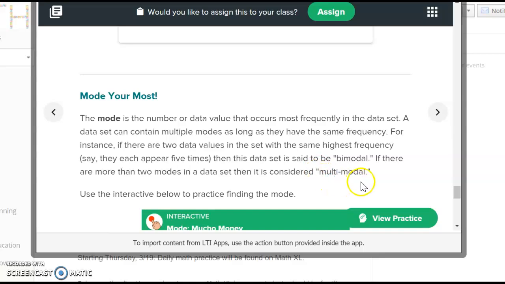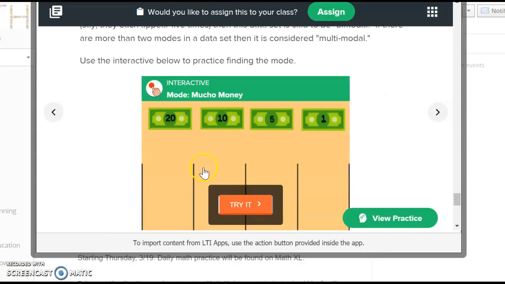Okay? Don't get caught up too much on these two vocabulary words. You might see it in the practice questions, but just know mode is the data value that occurs most frequently in the data set. And it is okay to have two modes, and it's even okay to have more than two. You could have 3, 4 modes. And then from there, you're going to do some practice.